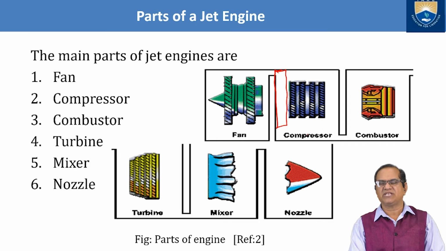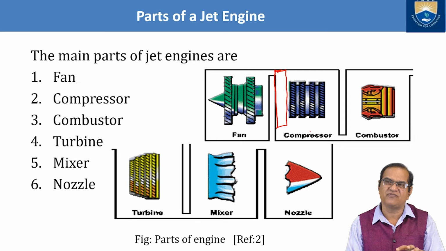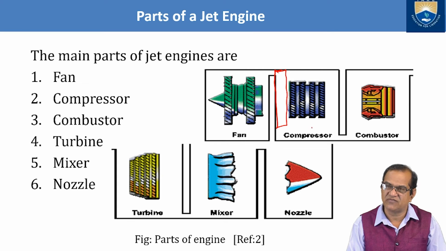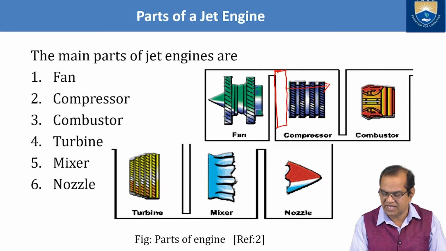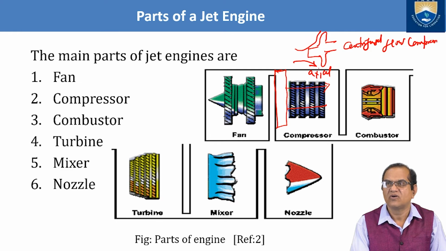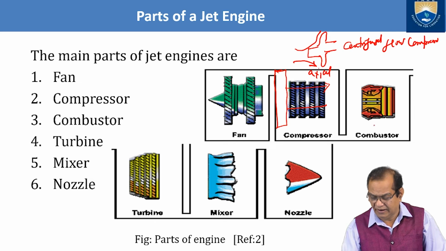If you talk about the compressor, we have mainly two types: the axial flow and the centrifugal flow. Here I have shown the axial flow compressor. And if you talk about the centrifugal flow, it will be like this. So flow will go like this. So it is a centrifugal flow compressor. So next is the combustor.